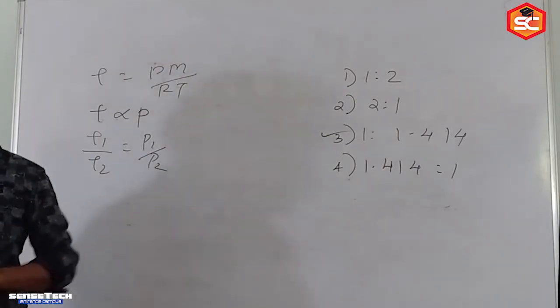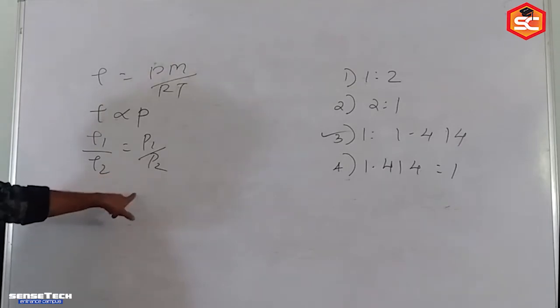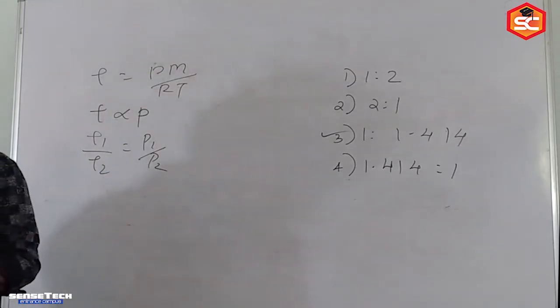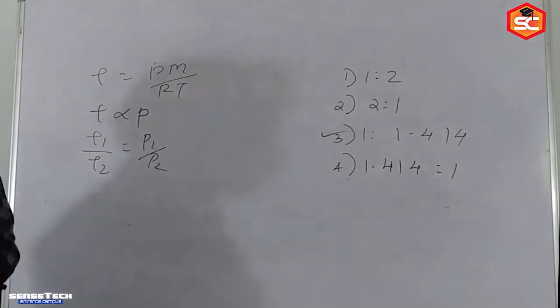So 1 by 2 is equal to 1 by P2. So what is the answer you are getting? The options given are 1 atm, 2 atm, 4 atm, none of these. So answer you are getting is 2 atm.